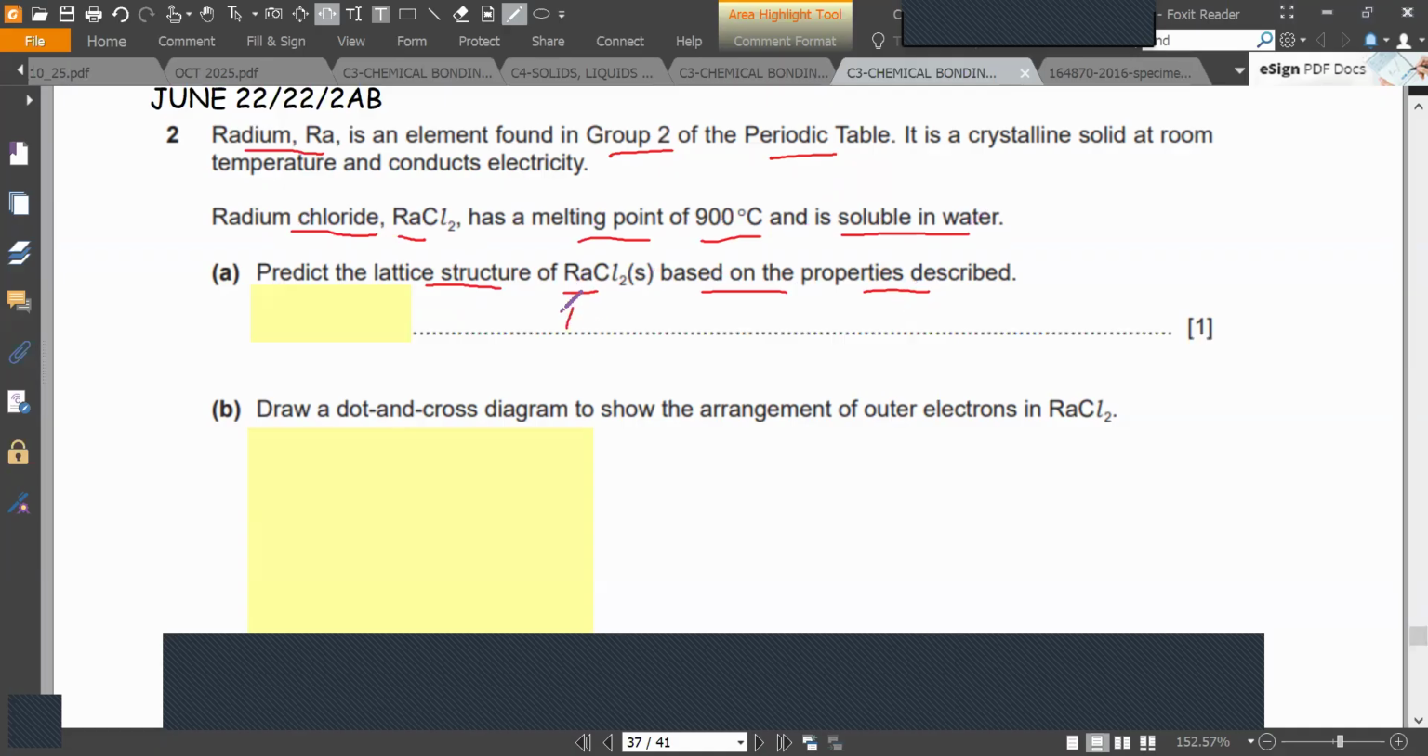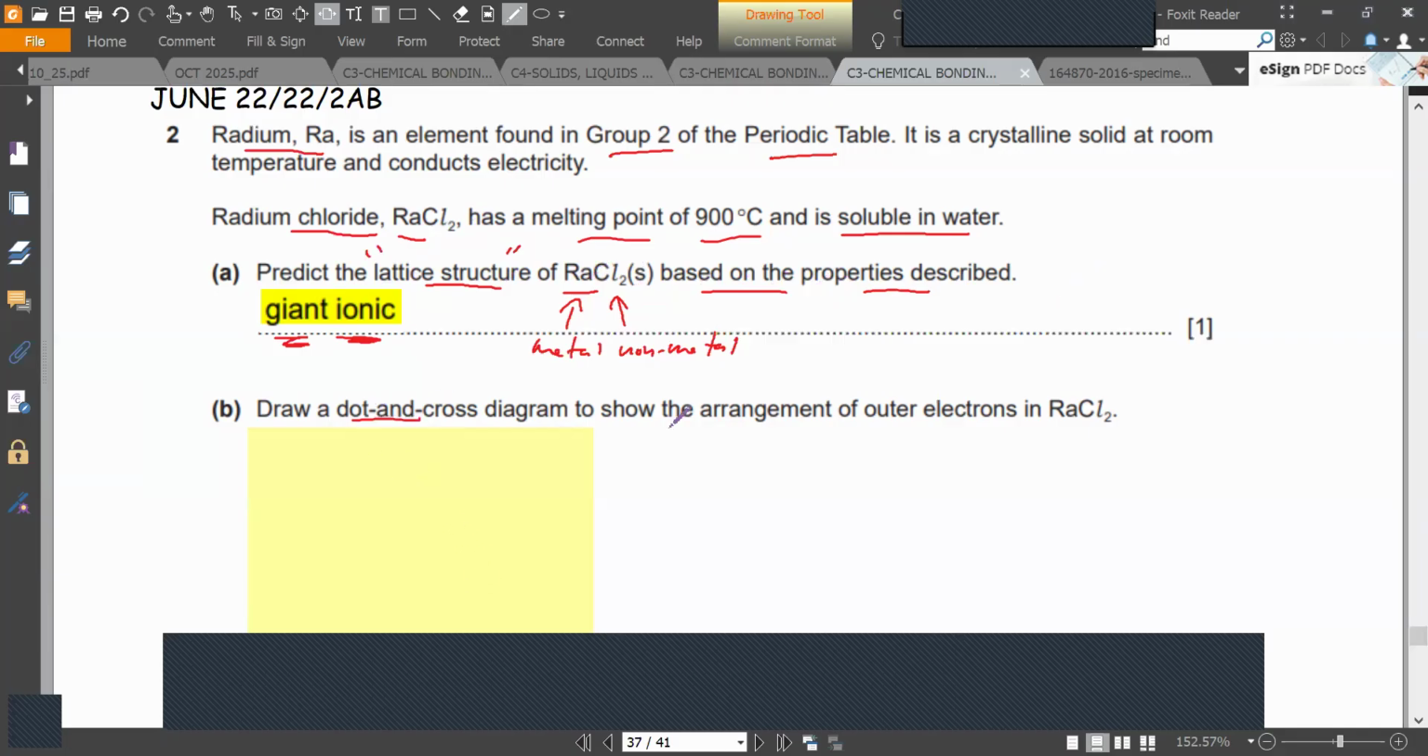So this one is between a metal and a non-metal. Ra is a group 2 metal. Between a metal and a non-metal, we will form ionic bonding. So here we not only need to say ionic, we also need to talk about the lattice structure. The lattice structure is a giant lattice structure, which means it forms millions and millions of ions joined together. It forms a giant structure.